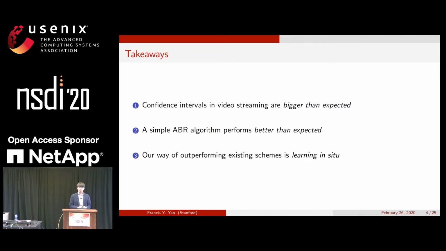First, the confidence intervals on the performance of ABR algorithms are much bigger than we realized. Second, a simple buffer-based ABR control published 6 years ago performs surprisingly well. And finally, it's possible to learn an ABR algorithm to outperform existing ones, but the learning has to be in situ, meaning in place on the actual deployment environment. Let's start from the first one.